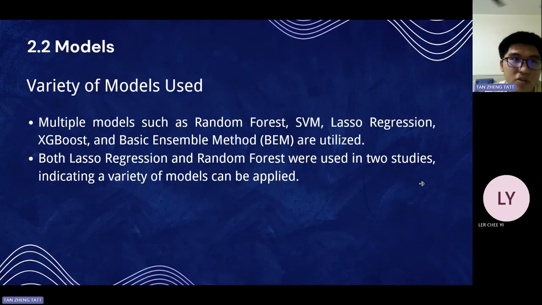Hi, I'm Cheng Tat. Now I'm going to talk about the models used in related works. Multiple models such as random forest, support vector machine, lasso regression, XGBoost, and basic ensemble methods are utilized. Both lasso regression and random forest were used in 2 studies, indicating a variety of models can be applied.